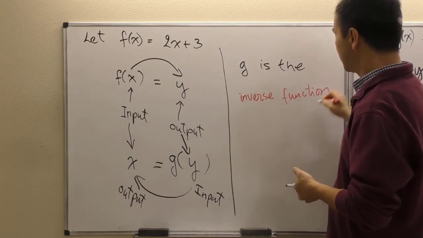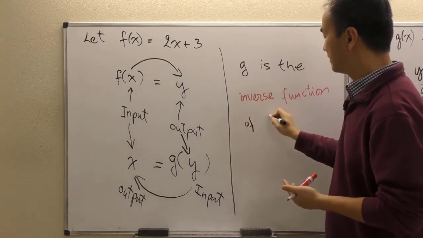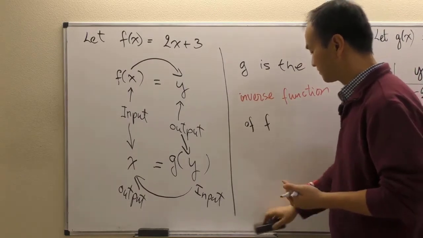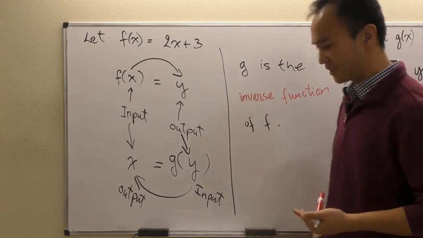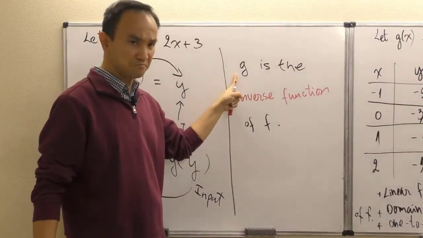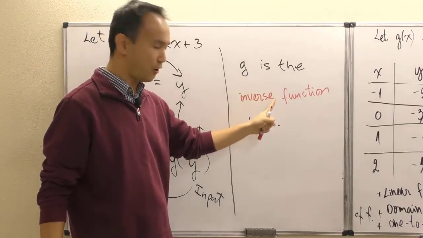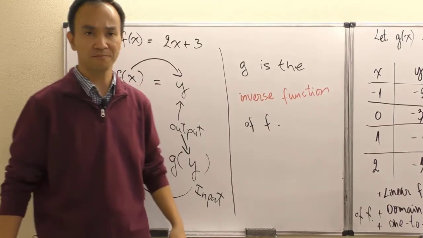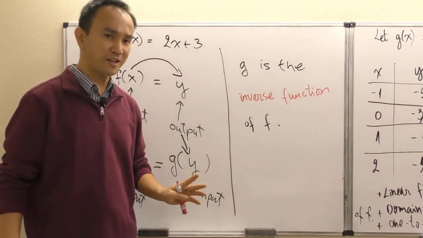All right, it's the inverse function of f. And now putting the variable's name here is just confusing. So I'll just say, hey, the rule g is called the inverse function of f. Input can be named whatever. Okay, so g is called the inverse of f.